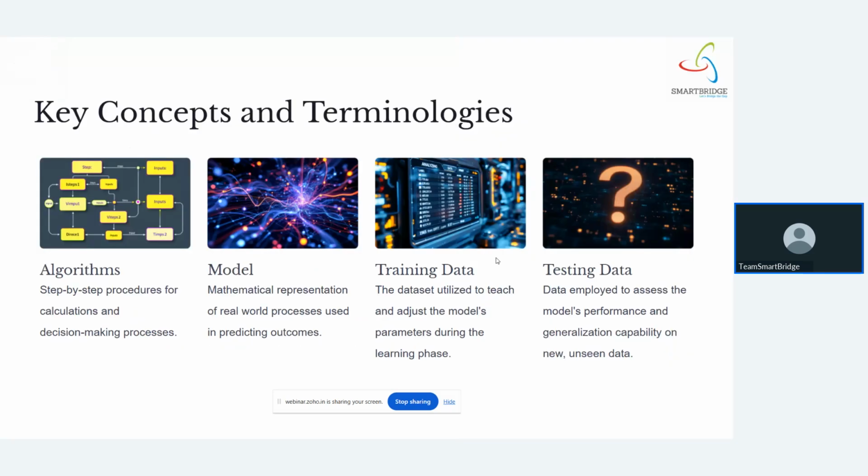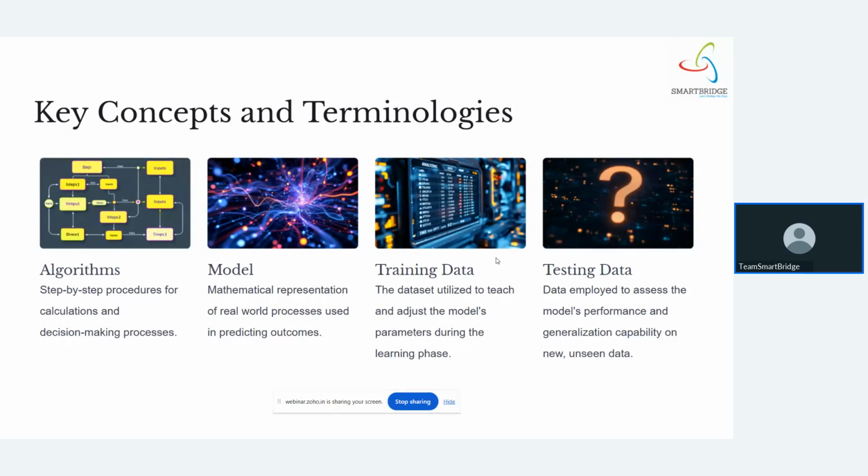Key concepts and terminologies. As you work with AI and machine learning, there are terminologies according to the concept. Algorithms: in computer science or mathematics, there is a different meaning, but here in machine learning, these are the step-by-step procedures for calculations and decision-making processes. Before planning a trip, you plan where to stay, how much money to spend, where to travel, how much time to take, all the planning procedure. Here in AI, it is called algorithms. Model. This is the model which you are going to build.